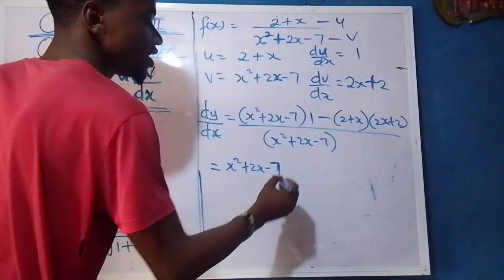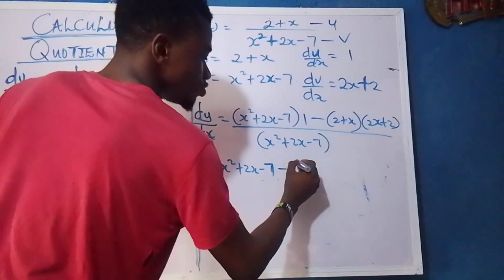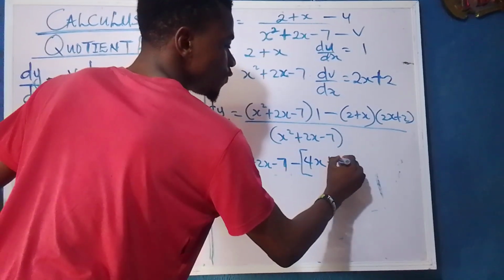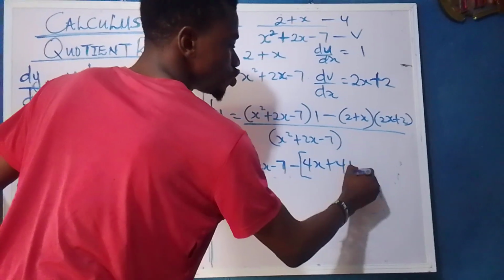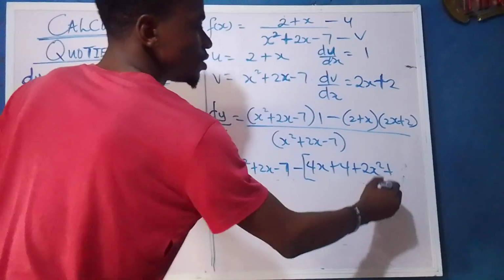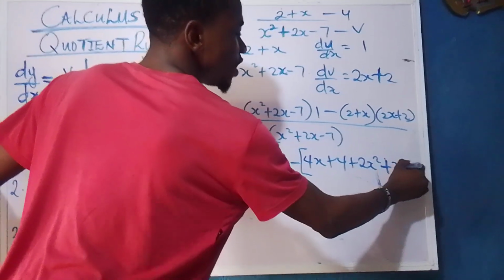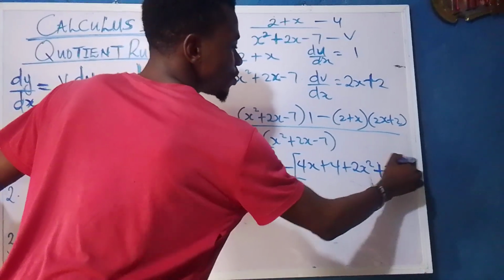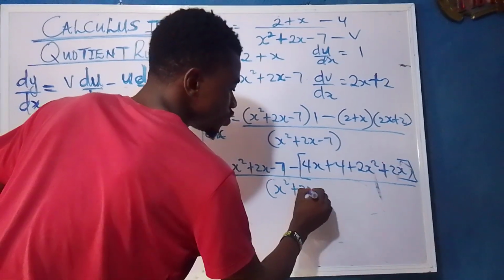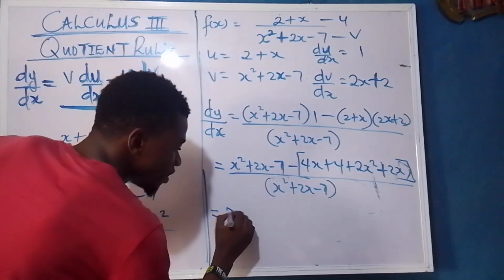Then before opening up this bracket with the negative, first and foremost, multiply them. 2 times 2x will give 4x. Then 2 times 2 will give plus 4. Then x times 2x will be plus 2x squared. Lastly, x times 2 will give plus 2x. So over x squared plus 2x minus 7 squared. So you open up the bracket for the final time.